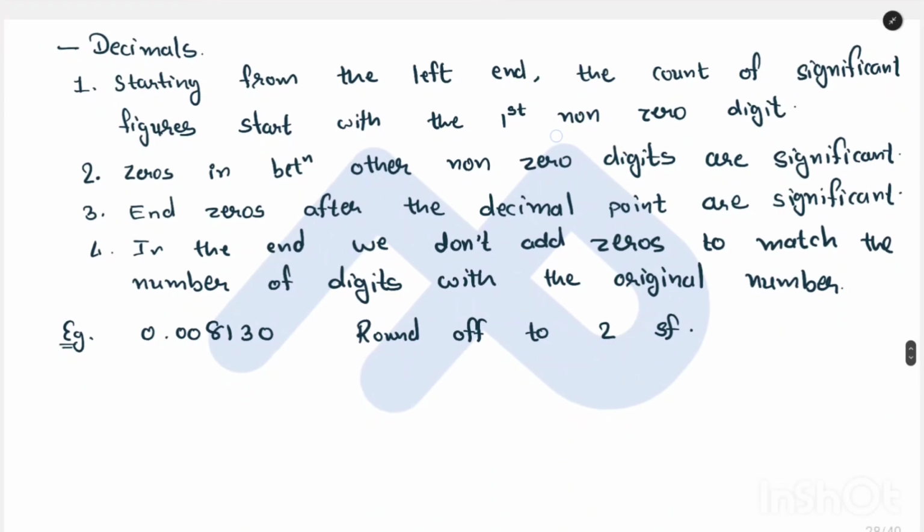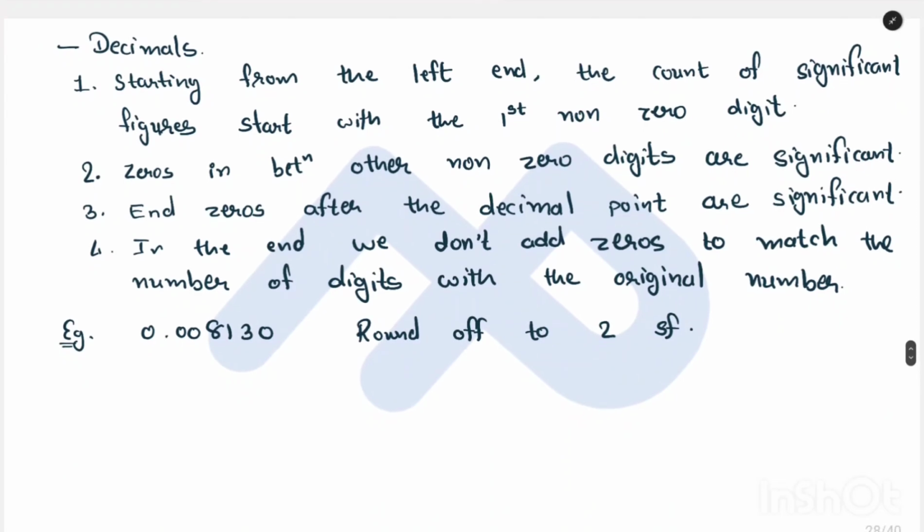Now let's see the decimals. In the decimals, there might be zeros in the starting also. When you are counting from the left hand side of any number, there might be zeros from the starting also. So starting from the left hand, the count of significant figures starts with the first non-zero digit only.